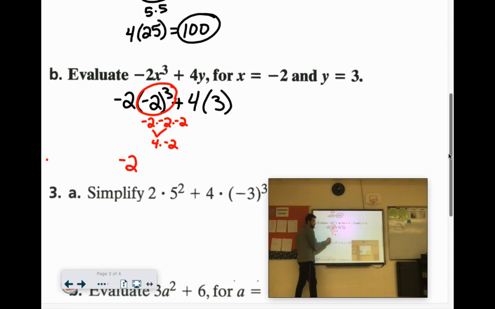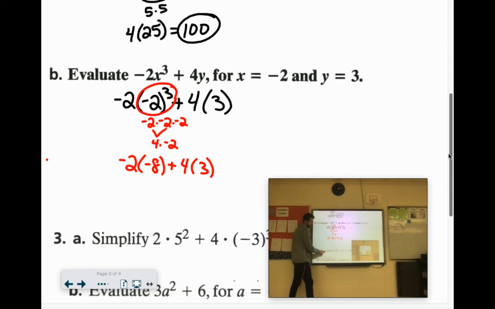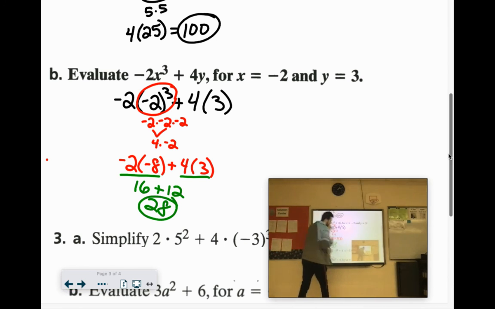So we have negative 2 times negative 8 plus 4 times 3. Let me move this down a minute. Left to right, negative 2 times negative 8 is 16. 4 times 3 is 12. 16 plus 12 is 28. Splendid.